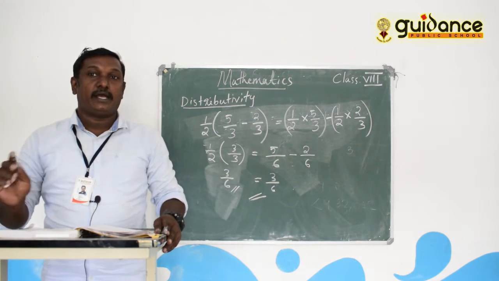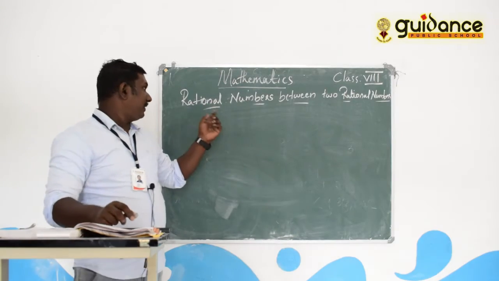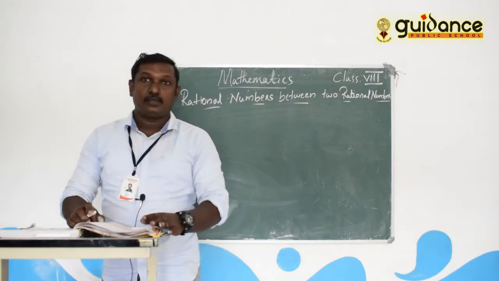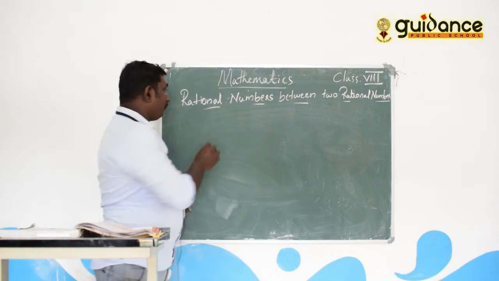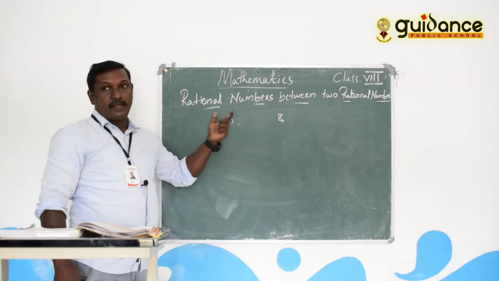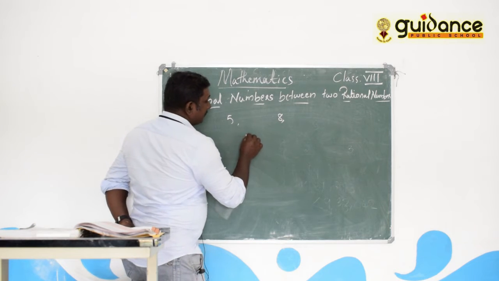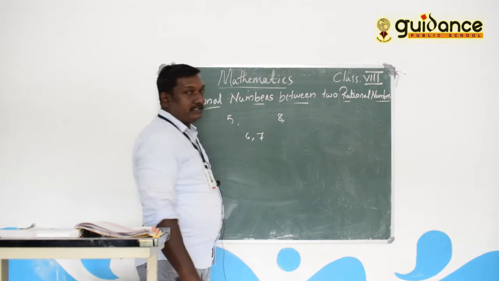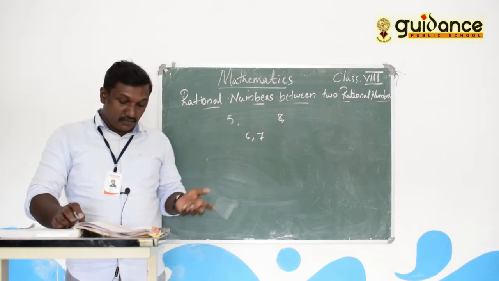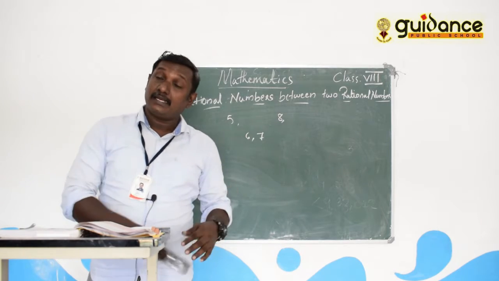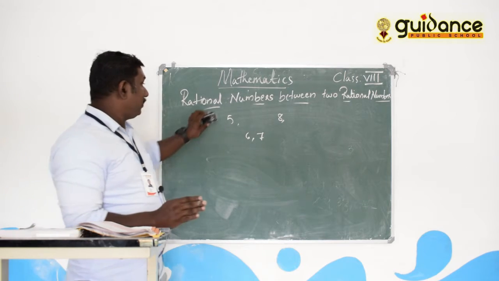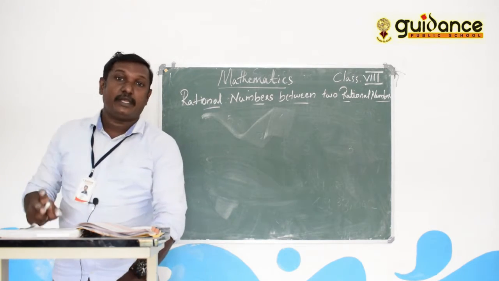So now we can do the next topic. Now next topic is rational numbers between two rational numbers. Rational numbers between two rational numbers, which means numbers between, for example, 5 and 8. How many numbers between these 5 and 8? The numbers are 6 and 7 in between 5 and 8. So the same way we have to find out rational numbers in between, so many rational numbers in between that.